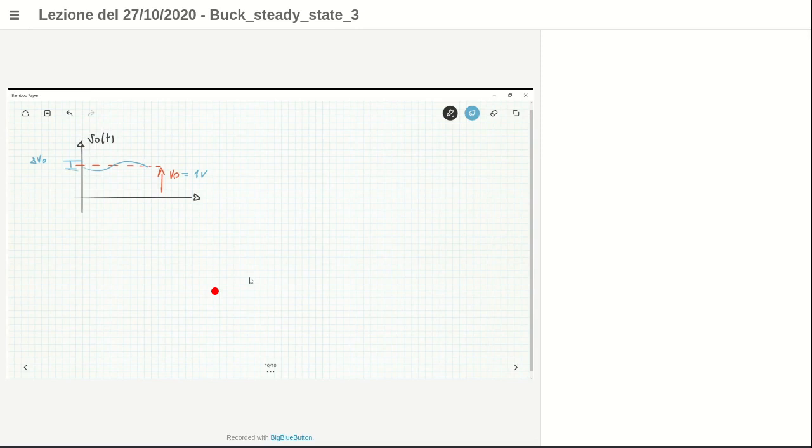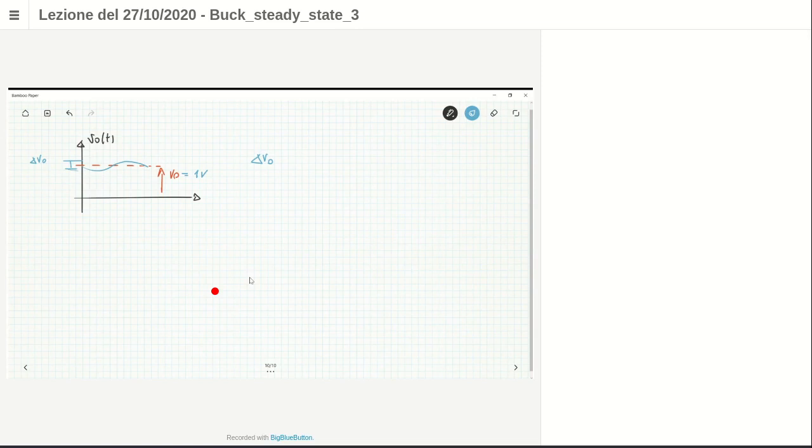This output ripple, delta VO, is something that is a residual effect of a non-ideal, non-perfect filtering action of the inductance and the capacitor on the output side of the converter. If ideally you had perfect low-pass filters, you could not have any ripple, because the output voltage would be constant. So it happens because your L and C are not a good filter. In order to have a better filter reaction, you have to increase the value of the inductance and the output capacitance.